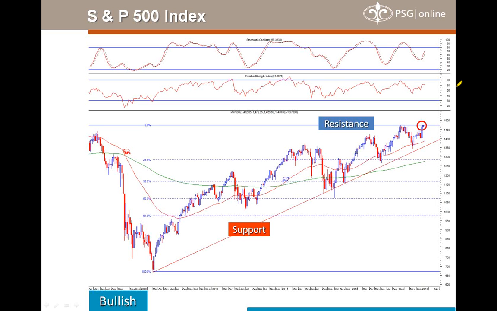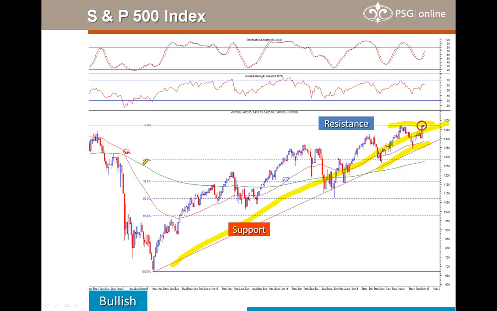Just bring up my little highlight here. This is a support trend line, so as long as the share price stays above the support trend line, supporting prices, the trend is up. We also can see it's hitting resistance, so it's a very important turning point we're seeing right now.